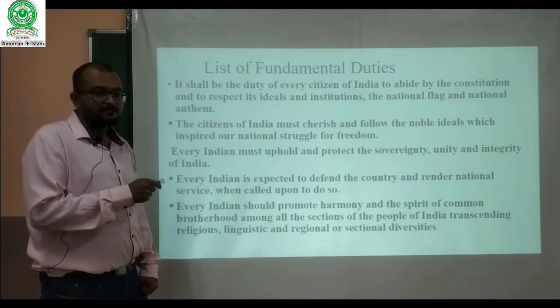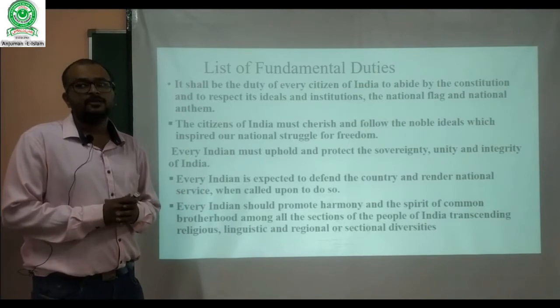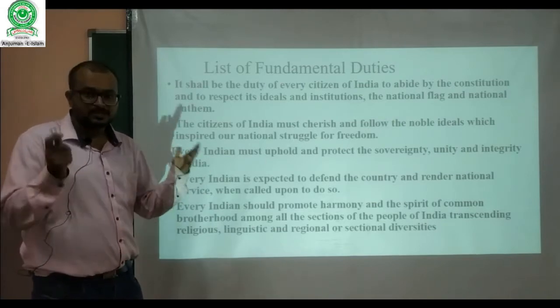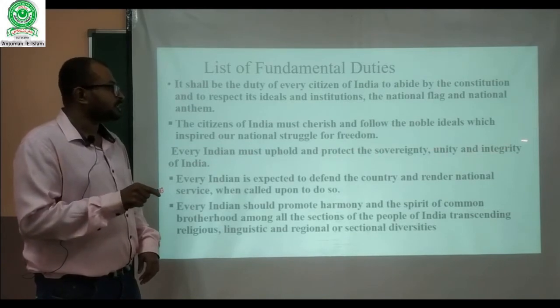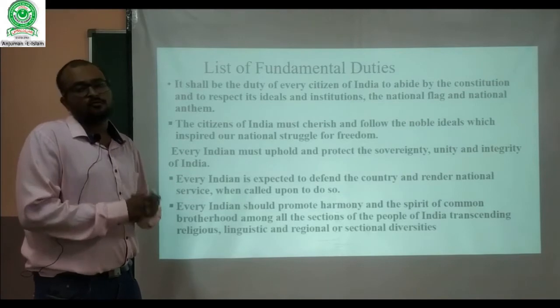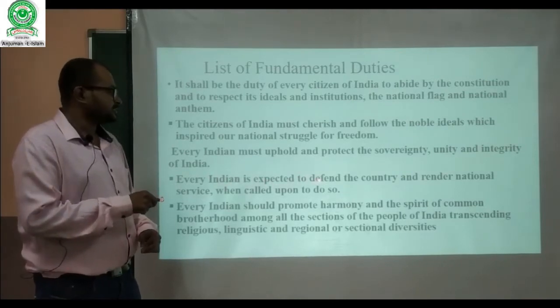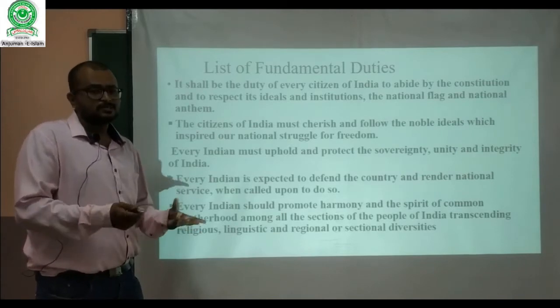It means we have to follow the noble ideals given by our freedom fighters and make India a prosperous country. Every Indian must uphold and protect the sovereignty, unity and integrity of India. We should respect our country and be proud of it. Every Indian is expected to defend the country and render national service when called upon to do so.